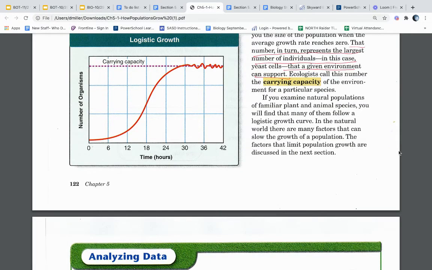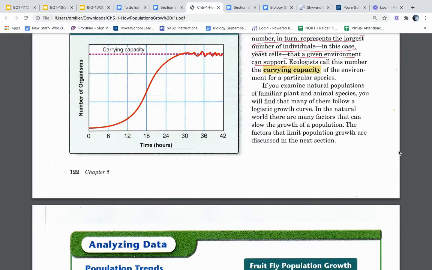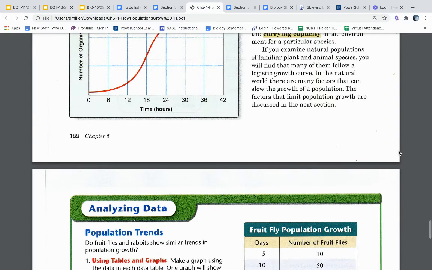If you examine natural populations of familiar plant and animal species, you will find that many of them follow a logistic growth curve. In the natural world, there are many factors that can slow the growth of a population. The factors that limit population growth are discussed in the next section.